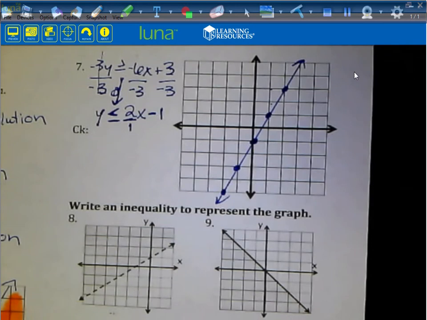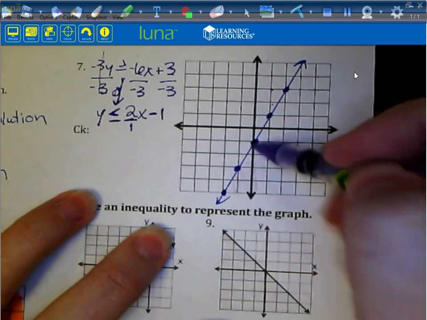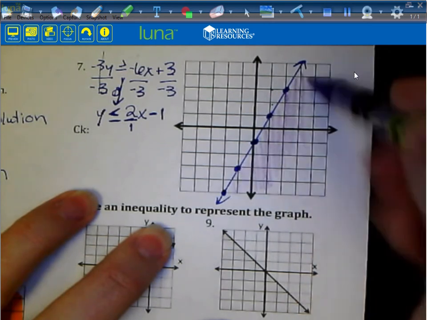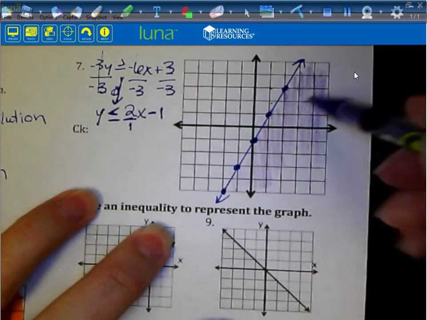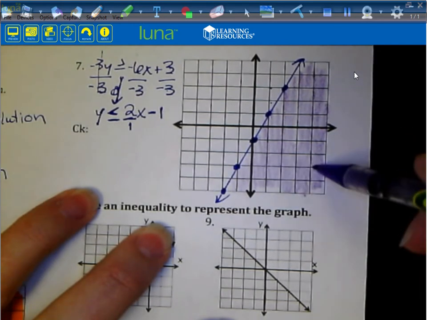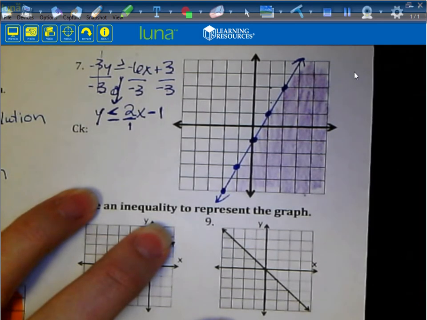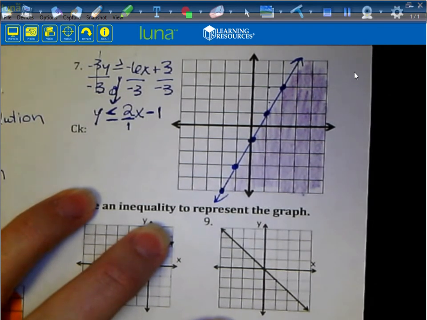And now I'm going to look and see which way I'm going to shade. So because it is y is less than, I'm shading below the line. And then I'm going to pick my point to check. Again, I always like to pick 0, 0 if it's in the shaded region, but here it's obviously not, so I'm going to have to pick something else. So I will go with 2, 1 here.